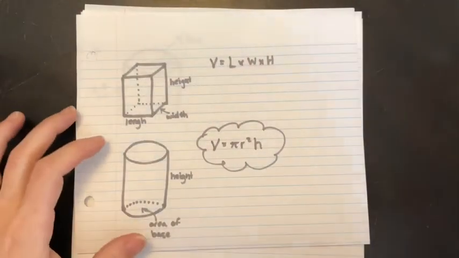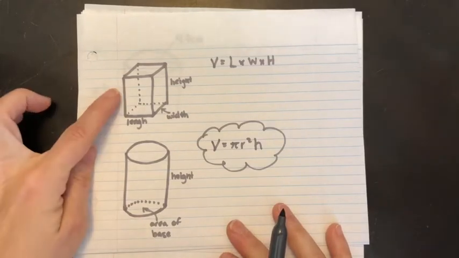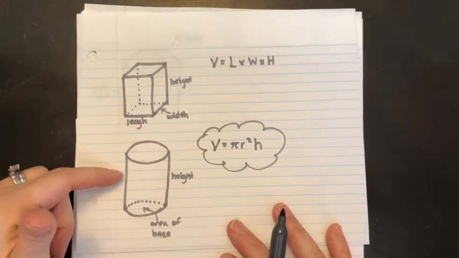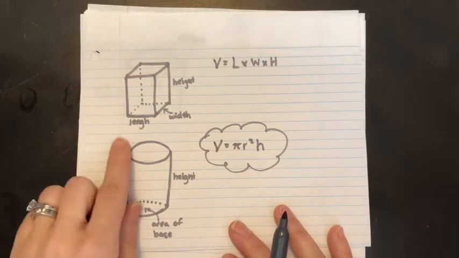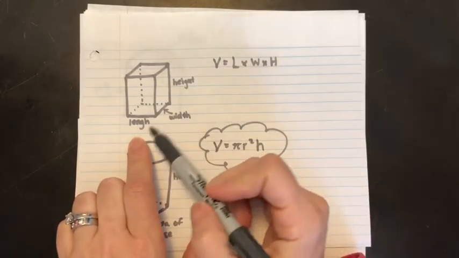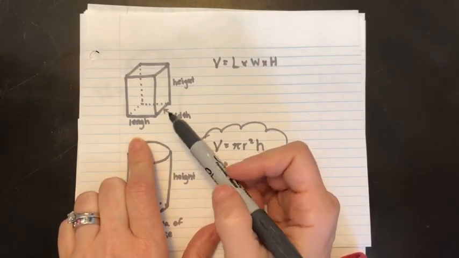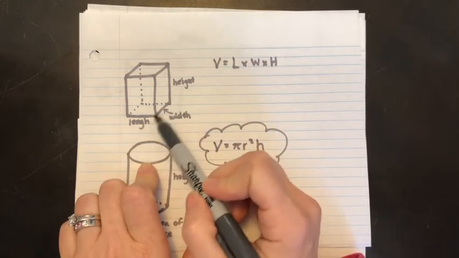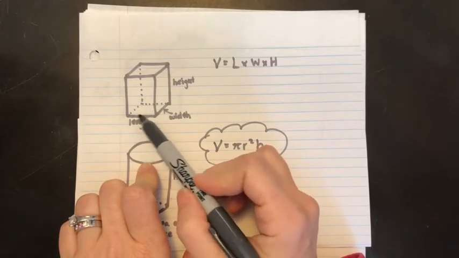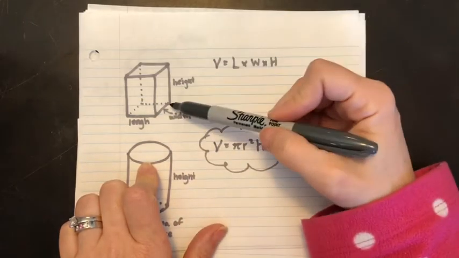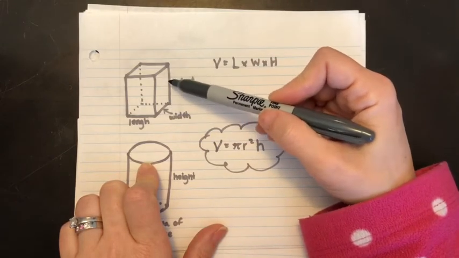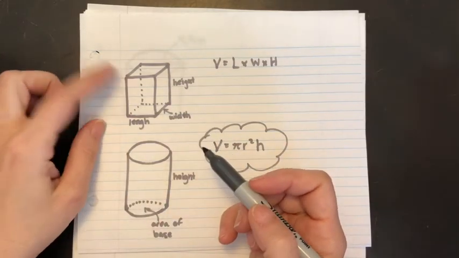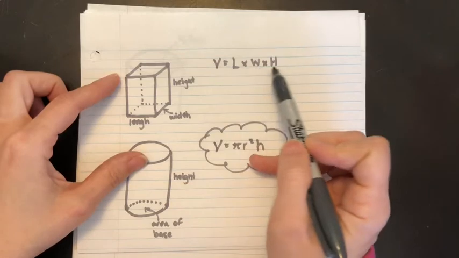Okay, so right here I have two shapes, one being a rectangular or square-based prism, the other being a cylinder. When I'm finding the volume of my square-based prism or my rectangular-based prism, and you should remember this from years ago, I am multiplying the length times the width times the height. The length times the width is the area of my base. And then to find all of the volume that's inside that shape, I take the area of that base and multiply it by the height and I find everything that can be held within that shape. That's why this formula works.